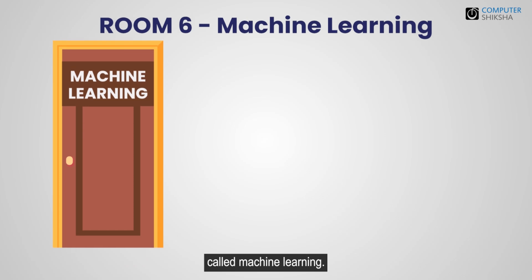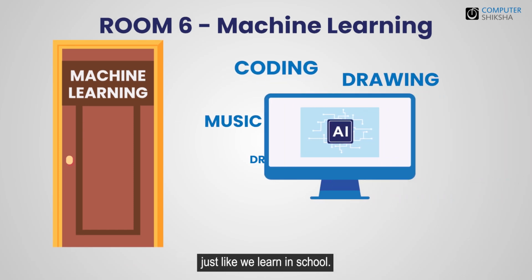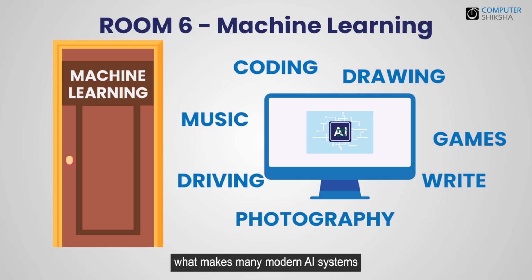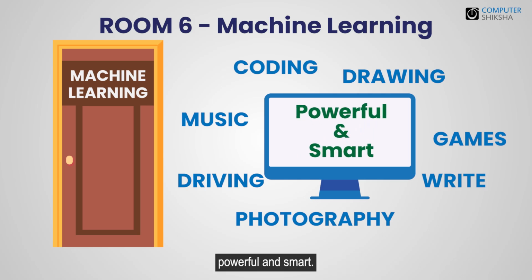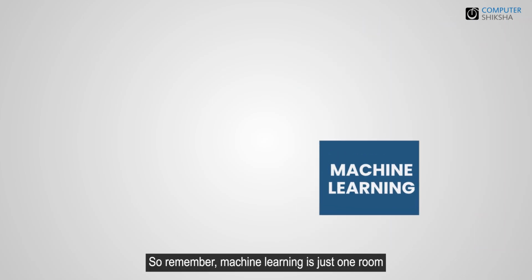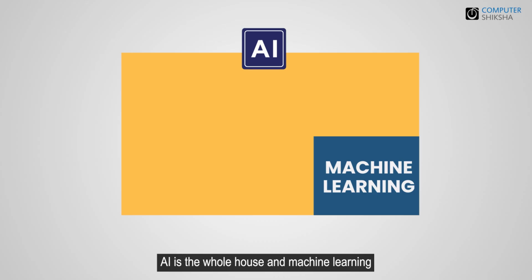And in this big AI house, there is a very special room called machine learning. This is where AI learns new things just like we learn in school. Machine learning is what makes many modern AI systems powerful and smart. So remember, machine learning is just one room inside the big AI house. AI is the whole house and machine learning is only one part of it.